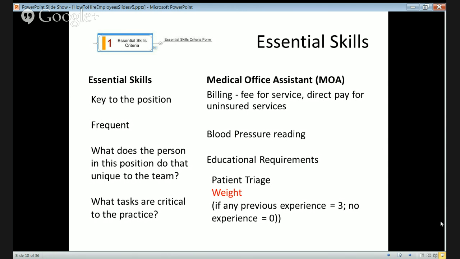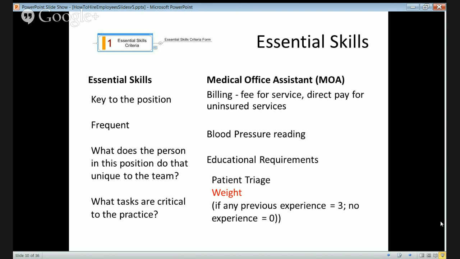They must, as they walk in the door and start the first day of the job, be able to do this with competency. Five can be learned or taught on the job. Patient triage in this example, and being able to record weight, it's a bonus if they've done this before, but it's something that can be taught.